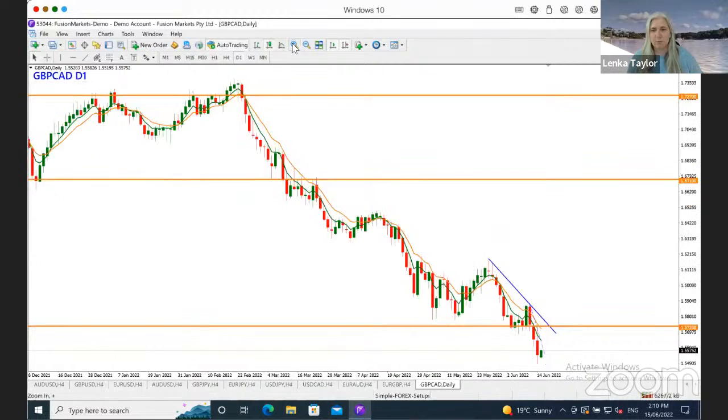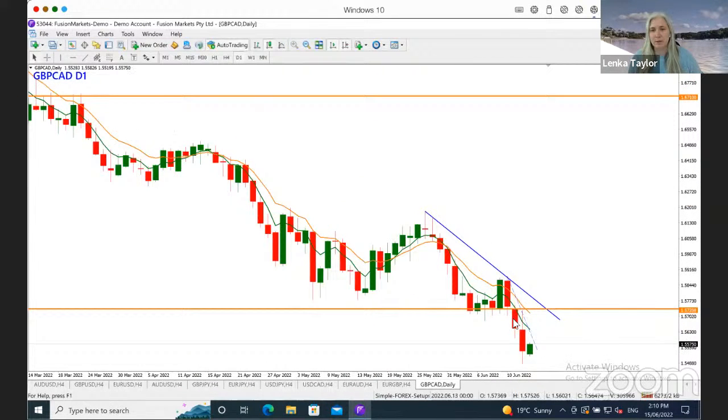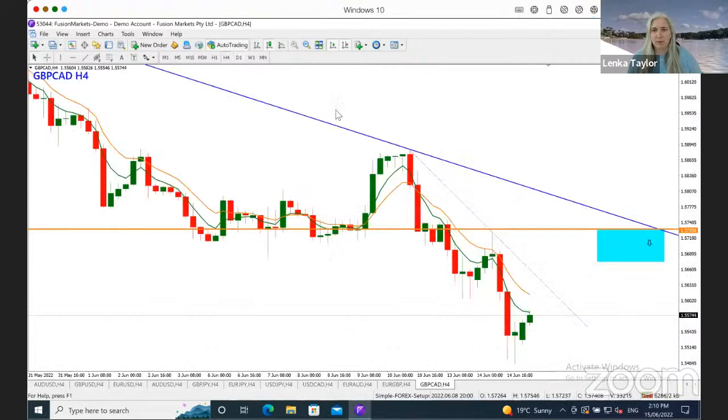Let's have a look. I'll just zoom in. So we've had a couple of closes already below. So any pullback or continuation in the downward direction would be what we're looking for. On the 4-hourly, we would like any pullback to the previous smaller time frame trend line.